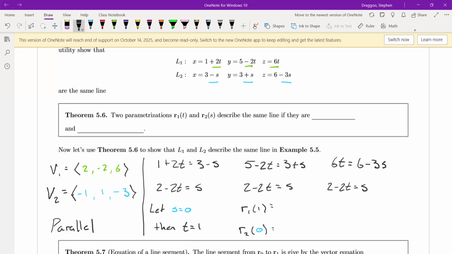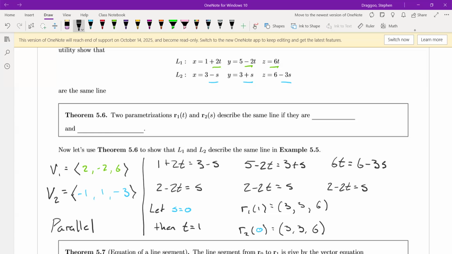If I plug in 1 for T, I'm going to get 3, and then 3, and then 6. And if I plug in 0 for S, it looks like 3, 3, 6. Cool. So I am going to claim that's enough to say that these two things are the same line.